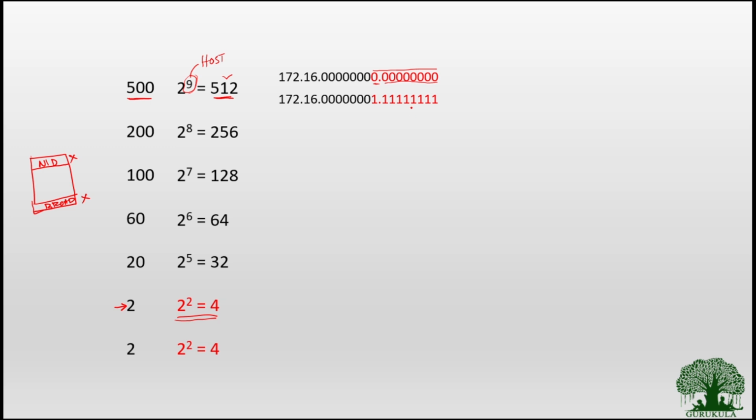So this is sufficient. Then I will have to find the last address. If 9 bits of zeros is the first address, then 9 bits of 1 will be the last address, keeping the network part unaltered. Right. So what we can do is now convert this into decimal form.